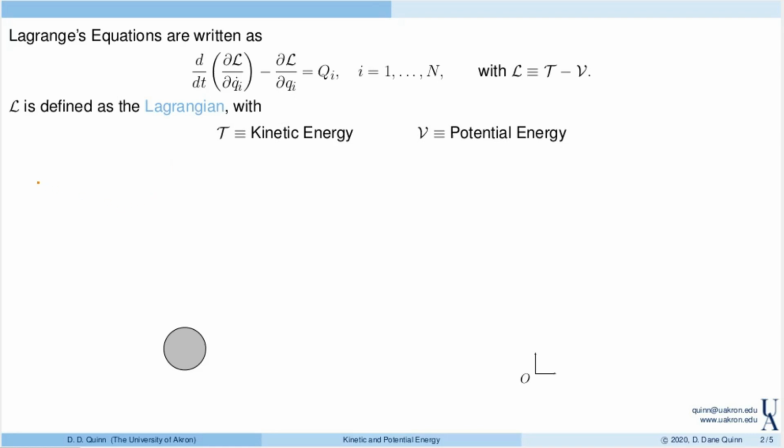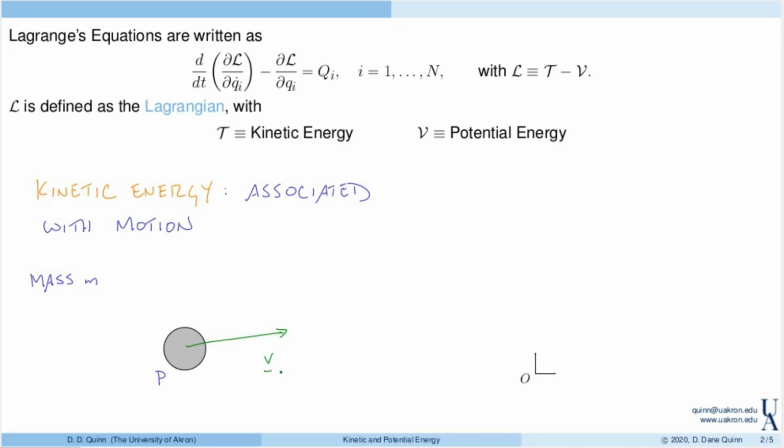So let's start off with kinetic energy. It's usually represented with a T. It's the energy that is associated with motion. So as an object moves, how much energy is contained within that motion. So here, let's assume we have a particle P, and it has a mass m and some velocity. Right, so we'll say the velocity of P is in this direction.